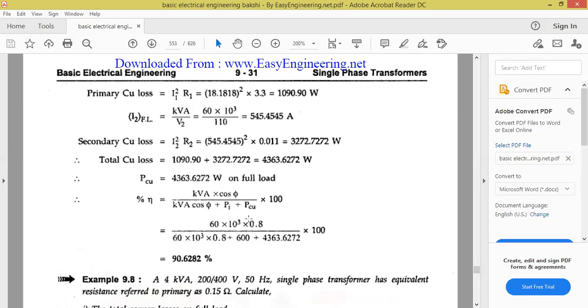Now this formula is important. Efficiency at full load equals the VA rating, or directly in the problem they have given kVA. You can write that.